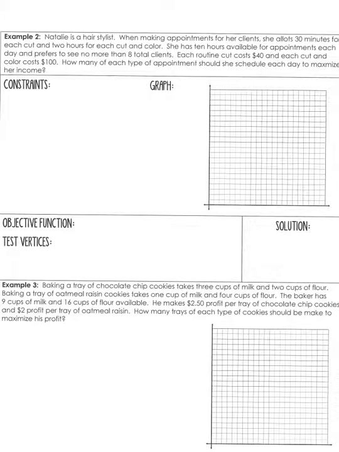All right, so hopefully at this point you have paused the video. Let's go ahead and read the problem. We have Natalie's a hairstylist. When making appointments for her clients, she allots 30 minutes for each cut and 2 hours for each cut and color. So I'm going to assume those are restrictions or constraints because she allots a certain amount of minutes. So I am going to highlight that she allots 30 minutes for each cut and 2 hours for each cut and color.